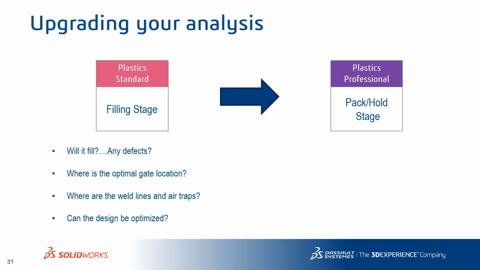If I have my polymer coming together in a critical area, because weld lines, knit lines can cause structural problems. Maybe I want to change my gate location. I'll be able to do all of that in that plastic standard stage. And then obviously, can the design be optimized, right?